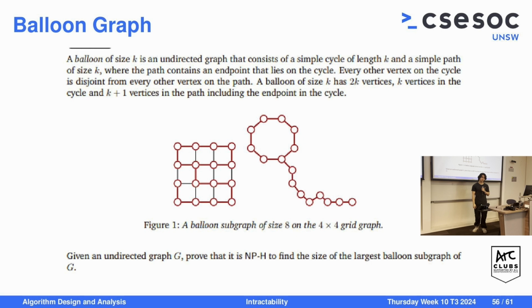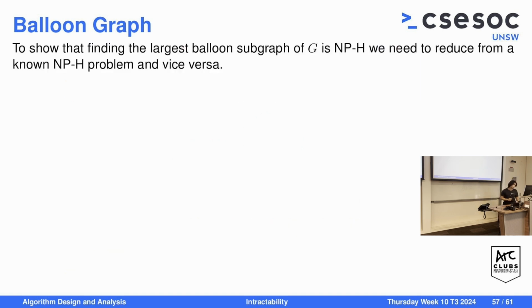How do we prove something's NP hard? We reduce it to a known NP hard problem. Yeah, exactly, that's correct. To show that finding the largest balloon subgraph of G is NP hard, we need to reduce from a known NP hard problem, and vice versa. We need to show that they're essentially equivalent. In your lectures, you may have seen it said that every zero case from one problem maps to a zero case of the other problem, and every one case maps to a one case of the other problem. That shows that these problems are essentially equivalent.